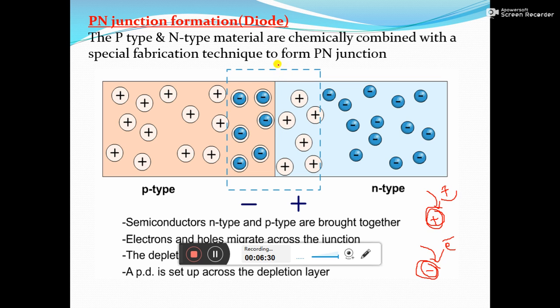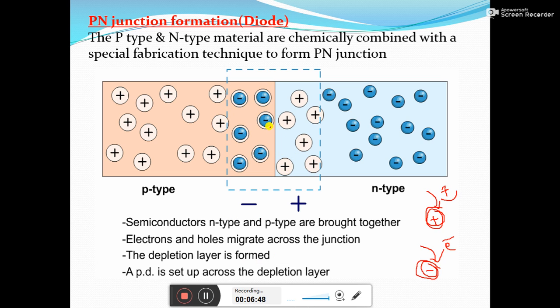Till this barrier is formed, there will be a diffusion process, meaning the charge carriers move from p type to n type or n type to p type, but as soon as this depletion layer is formed, it stops the further diffusion.